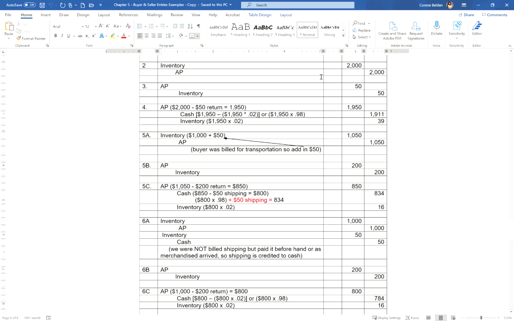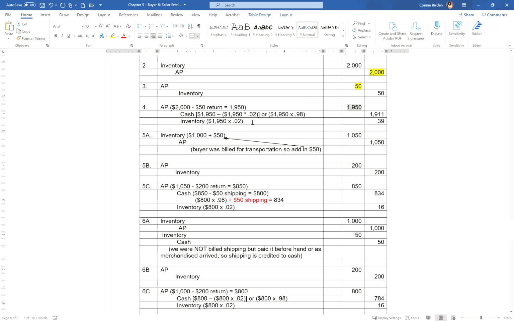Now keep in mind in number 4, when it comes time to pay number 2, less a return of number 3, look at what you have in accounts payable. In number 2, I credited or increased accounts payable by $2,000. In number 3, I debited or reduced accounts payable by $50. So $2,000 minus $50 means that I have $1,950 in accounts payable.